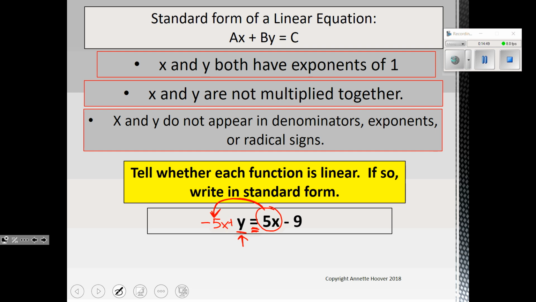And why is that so? Because to move it to the other side, since it's a positive 5x, you would have to subtract 5x from both sides. It's doing that inverse operation, but instead of writing it out, I just know that when it jumps the fence, I change the sign. So I would have a negative 5x plus y, and this goes away because it jumped the fence to the other side. And on the right side, we have a negative 9.